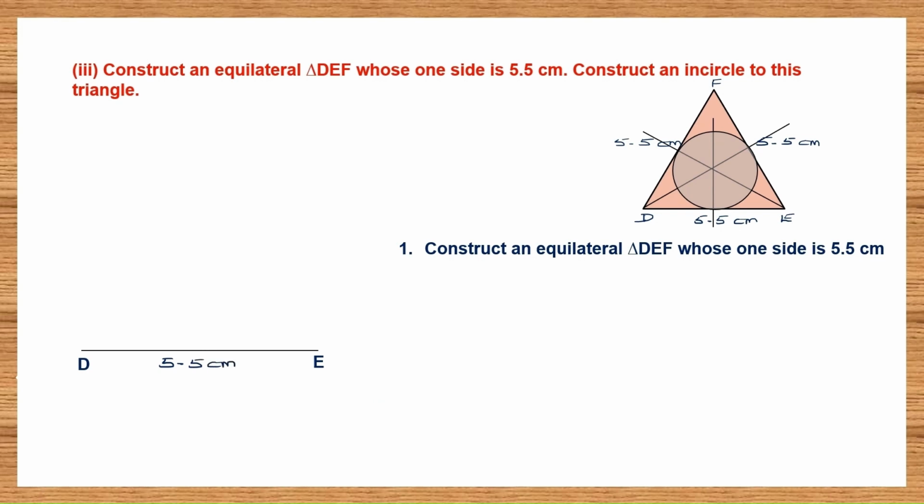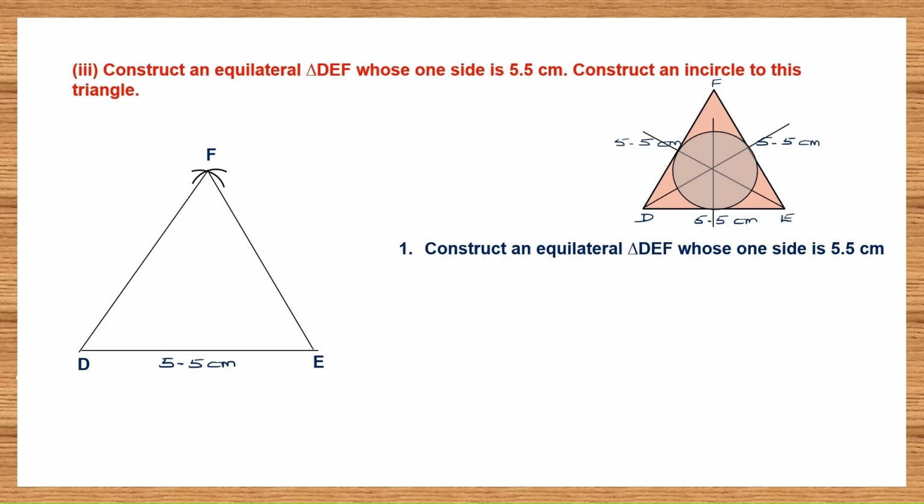So the other two sides, look at the rough figure, they are also 5.5 each. So placing your compass needle here, measure 5.5 and draw an arc. So we have an arc. Similarly, with the same measurement, placing your compass needle here, cut this arc. So we've cut that arc. The point where the two arcs meet is named F. You can join DF and EF. You've got your equilateral triangle.